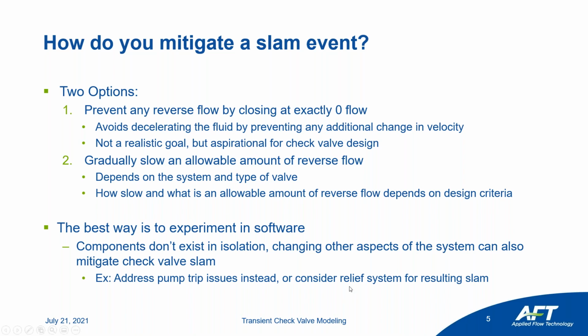There's other considerations you can make, like relief systems, or if you wanted to look at gradually slowing, you could look at something like a bypass, where it would close the check valve, but flow could continue in a different direction, essentially mitigating the rapid deceleration by redirecting it.